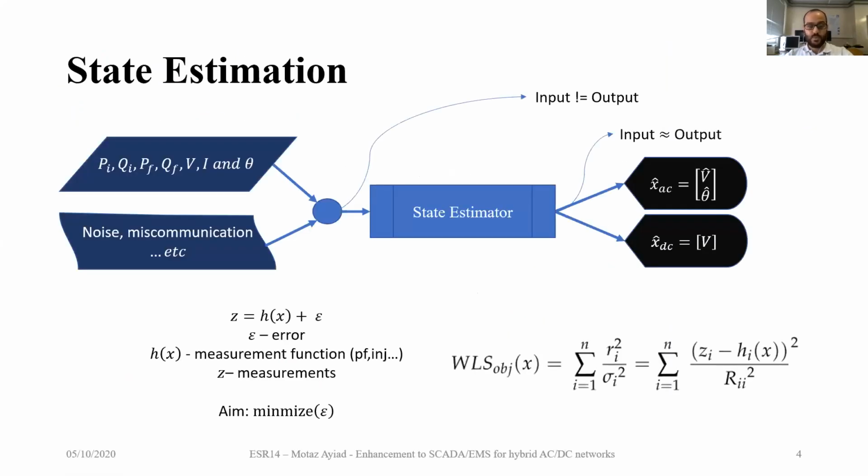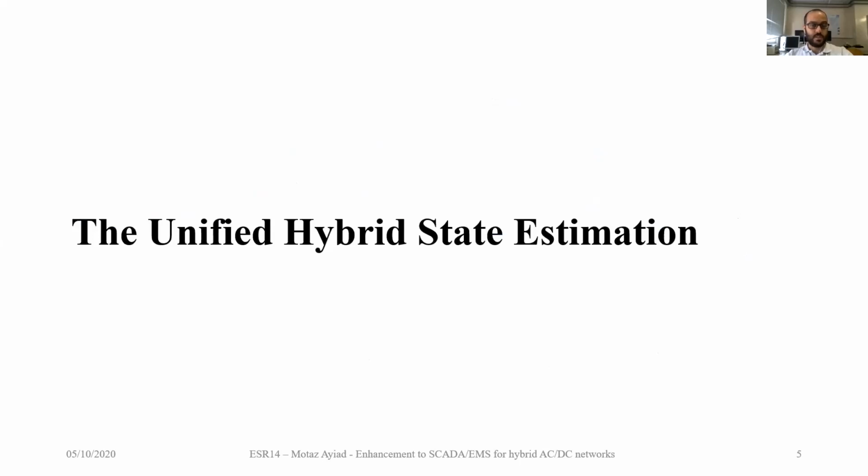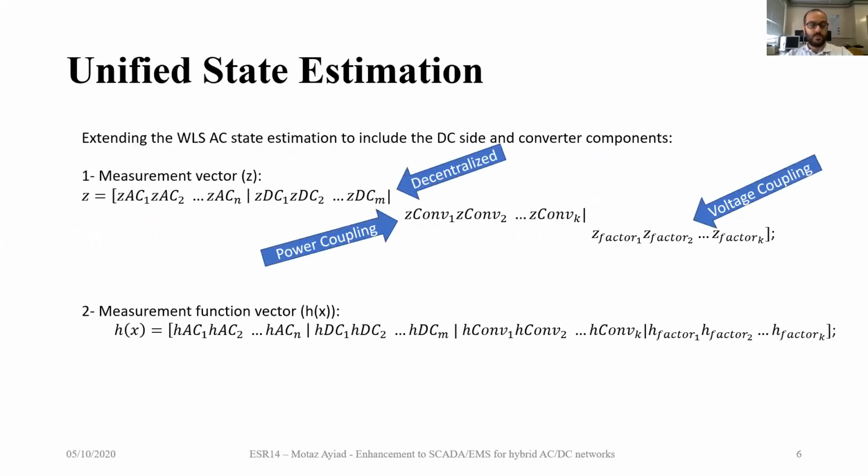The state estimator is a toolbox available on the SCADA level. It aims to provide better system state values like voltage and phase angles on the AC side and voltage on the DC side. There are many state estimation algorithms available nowadays, including extended Kalman filter, least absolute value, and weighted least square algorithm, which is used in this work. The unified hybrid state estimation, which is based on the weighted least square algorithm, is basically a modification over the normal or traditional AC state estimation using WLS.